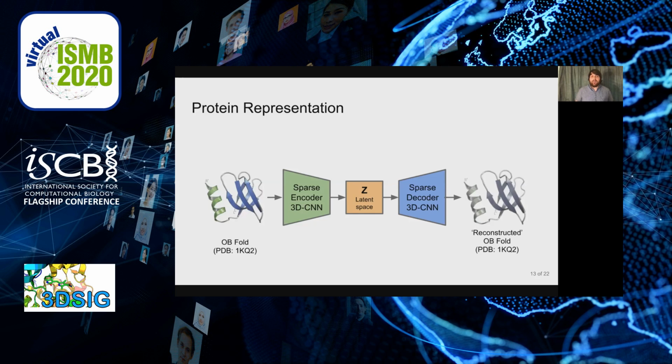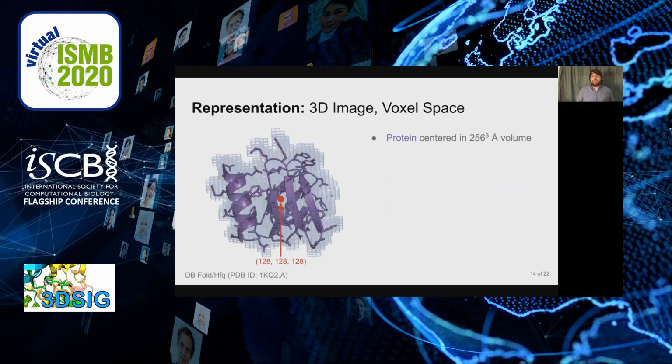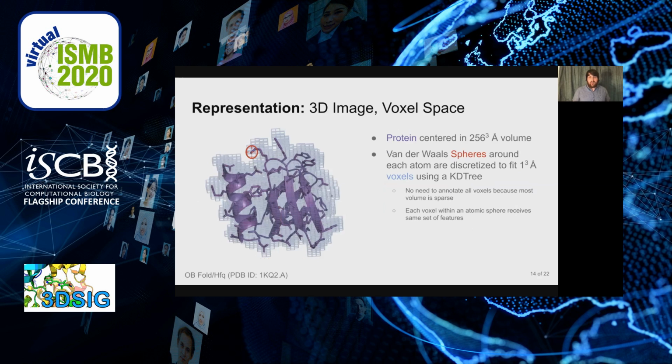However, you can't directly put a protein structure into a 3D CNN. It has to look like an image first. So we do this by voxelating all the atoms. This is done by centering the protein in a 256 angstrom volume, and then trying to find van der Waals spheres around each atom and discretize them to fit 1 angstrom voxels.